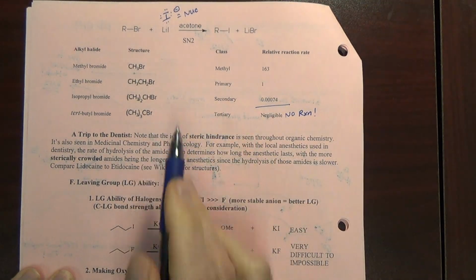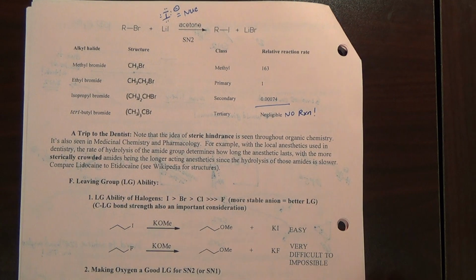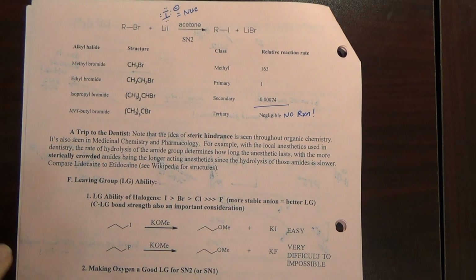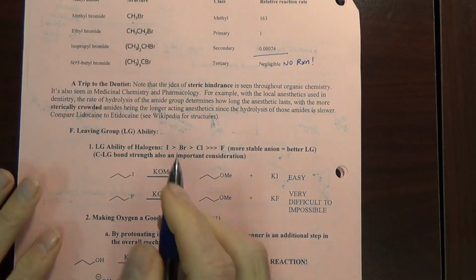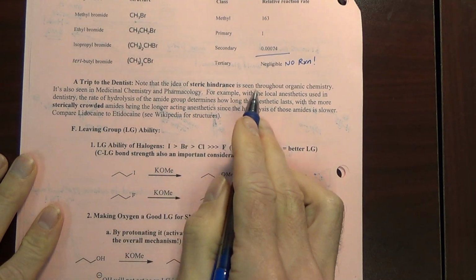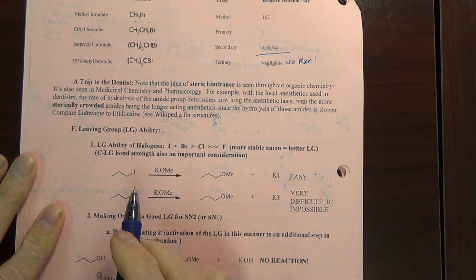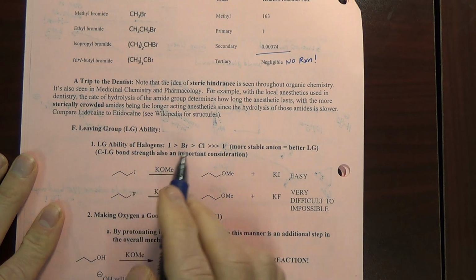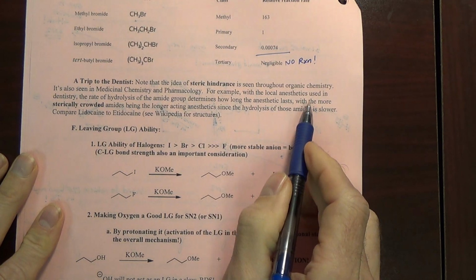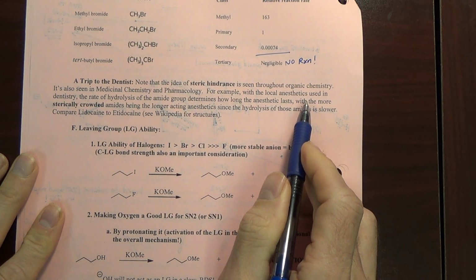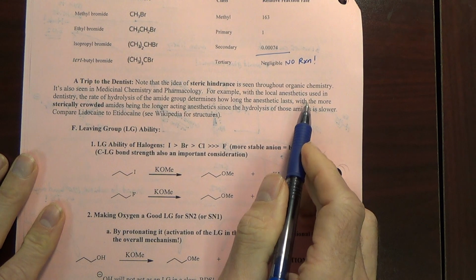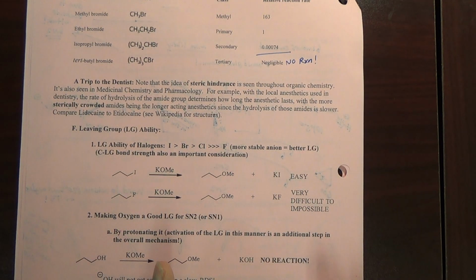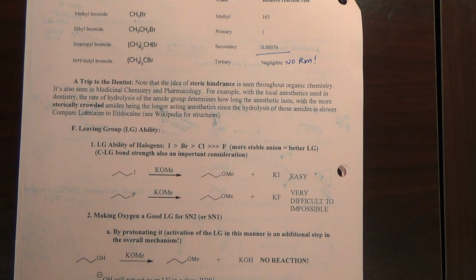That's some exact data there for a SN2 reaction. A trip to the dentist. The idea of steric hindrance is seen throughout organic chemistry. And for those of you who maybe are pre-dental, if you look at the local anesthetics that are used in dentistry, you will see that some are short-acting, some are moderate-acting in length, and some are long-acting.